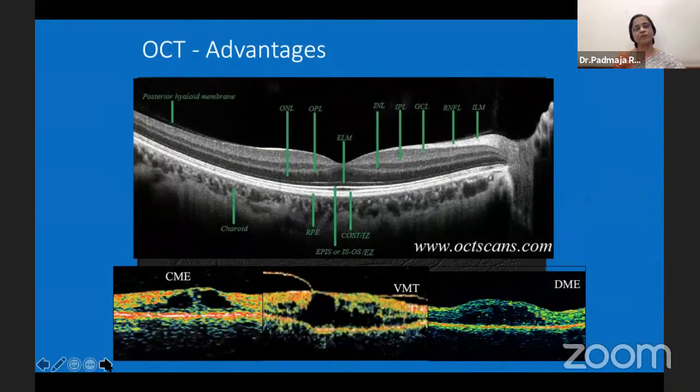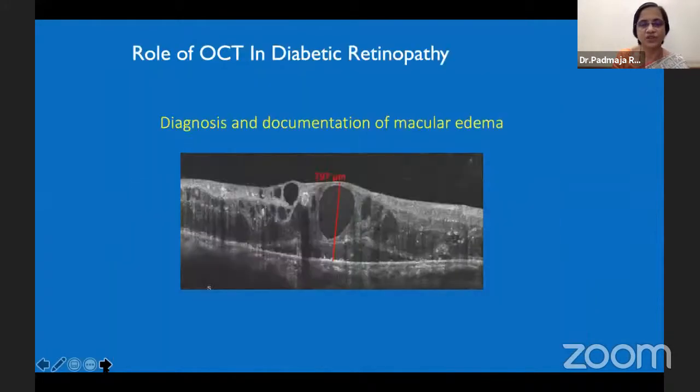OCT is a very popular and important investigation in diabetic retinopathy. It is something like a histological section, or a histological biopsy of the retinal layers, the 10 layers we discussed. And as the name says, optical coherence tomography, it is because of the coherent light wave that we are able to slice the retinal structures. It is extremely useful in diagnosing and documenting macular edema, the central part, whether the changes are there, whether the thickening is there. Because of its non-invasive nature, it is the most useful.